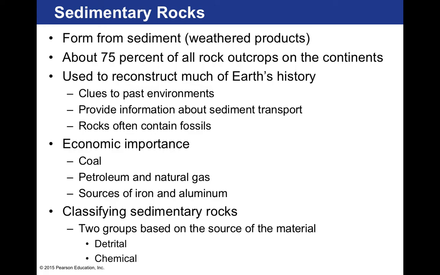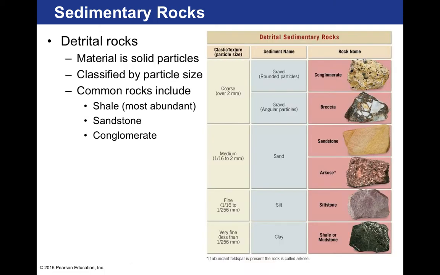Okay, so classifying sedimentary rocks, thank God it's not as complicated as igneous. We basically have two groups based on the source of the material. We either have detrital or chemical. All right, detrital rocks. So the material has solid particles. It's also classified by size. And some common sedimentary rock that you are probably most familiar with would be shale, sandstone, and conglomerate.